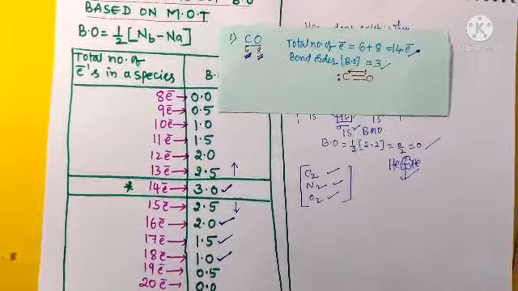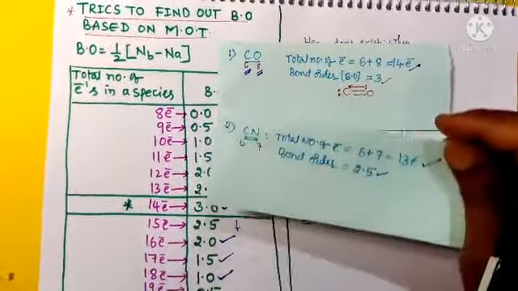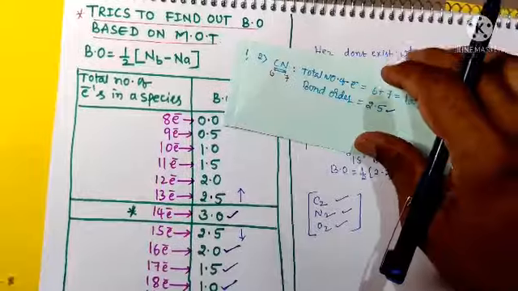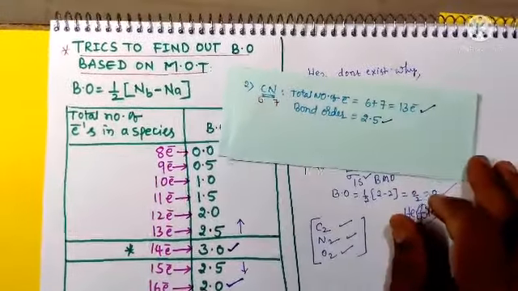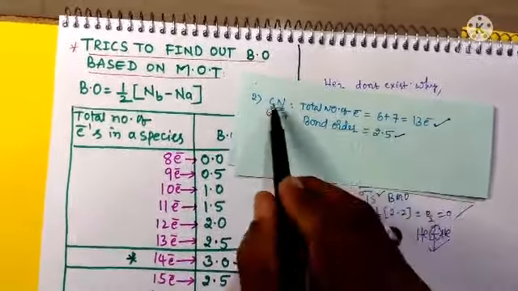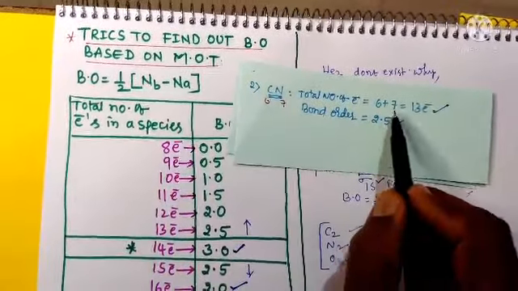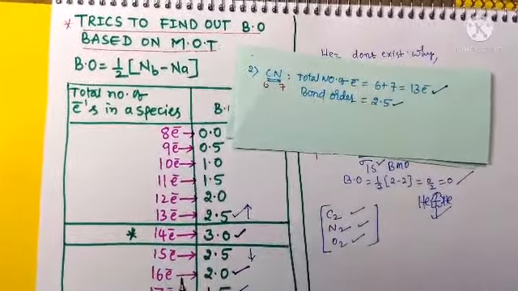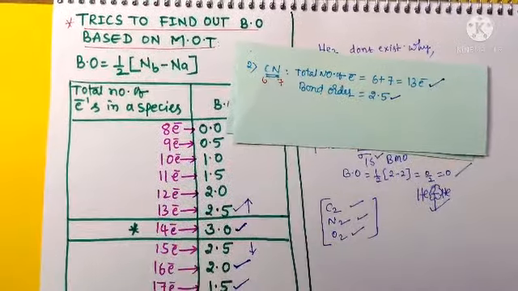Now one more example, students, that is CN. Total number of electrons are how many here? Carbon 6 and nitrogen 7. 13 electrons are there. See this table, 13 means 2.5. It is very simple, very simple.